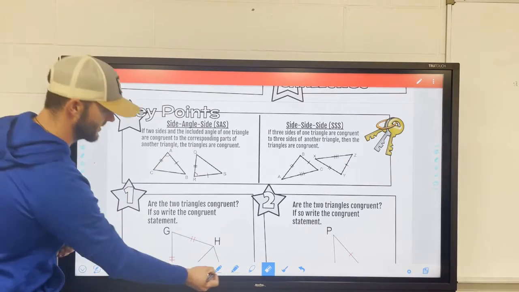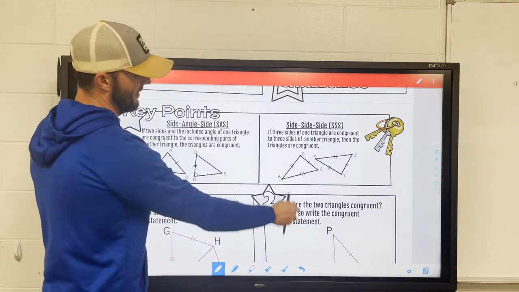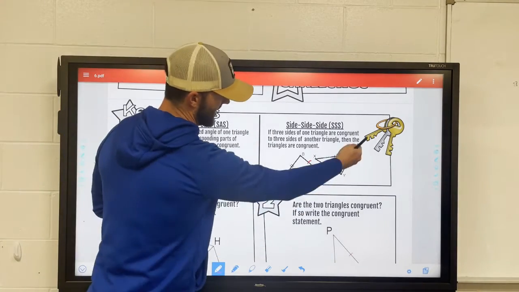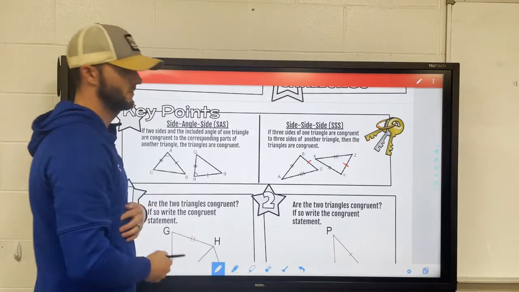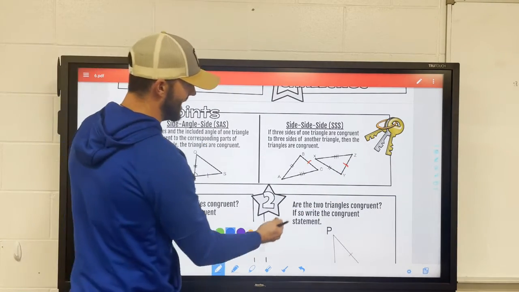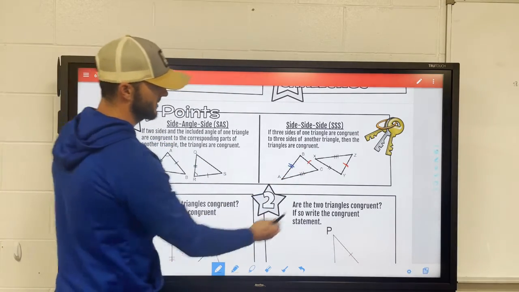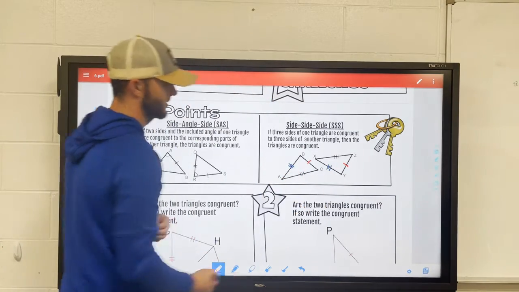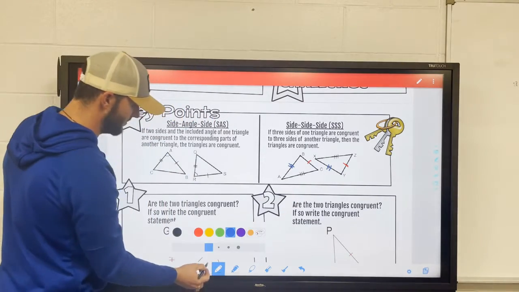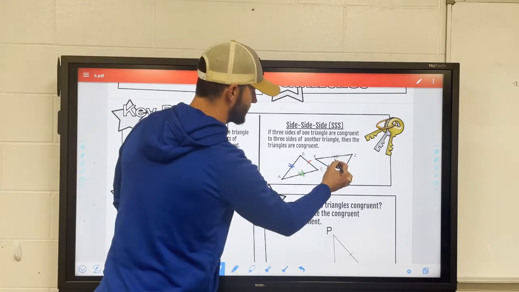So let's go ahead and look at this. So using a different color, if I look, I have side BC here has 1 mark. Looks like side ZY has 1 mark. So those are congruent to each other, okay? Let's use a different color. So it looks like side AB here has 2 marks. So it looks like XY has 2 marks, okay? And now AC has 3 marks, and side XZ has 3 marks.